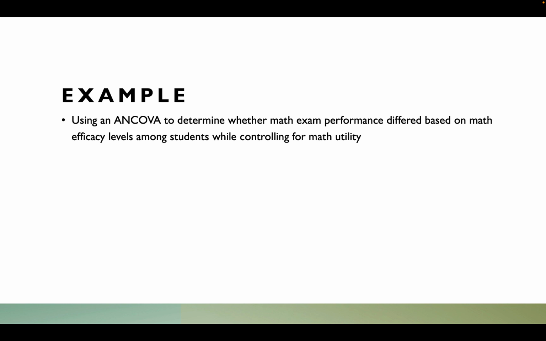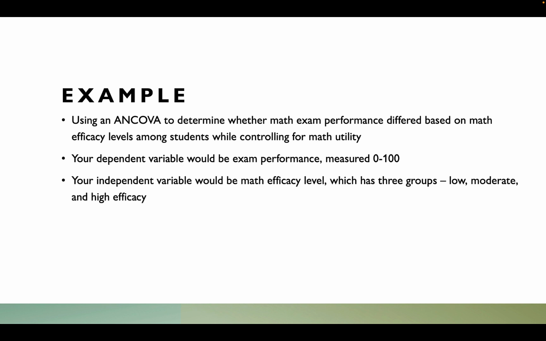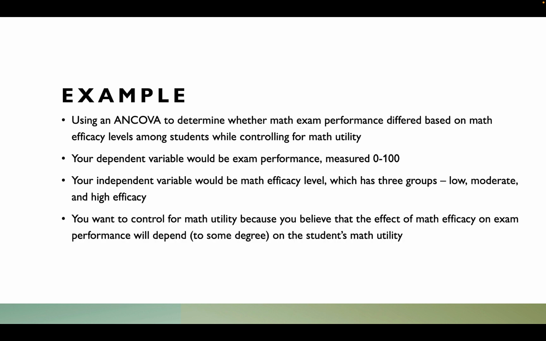All right, so what would be an example? We could use an Ancova to determine whether math exam performance differed based on math efficacy levels among students while controlling for math utility. So what does all this mean? Your dependent variable would be exam performance, and this is a continuous variable measured 0 to 100. Your independent variable would be math efficacy level. And in this situation, we've created 3 groups for students based on their efficacy. We have a low efficacy group, a moderate efficacy group, and a high efficacy group. And then we want to control for math utility, or how useful they think math is, because we believe that the effect of math efficacy on exam performance will depend to some degree on the student's math utility. And here, math utility is a continuous variable.